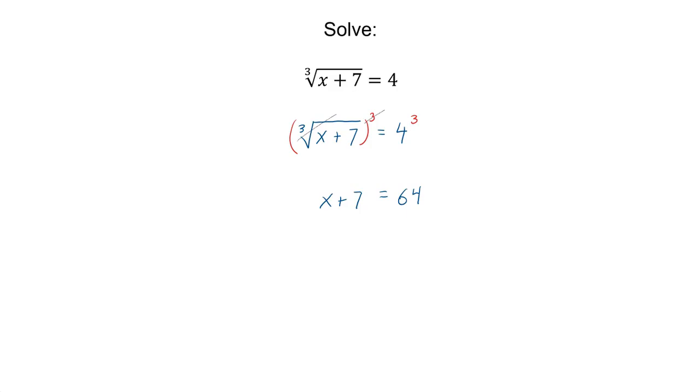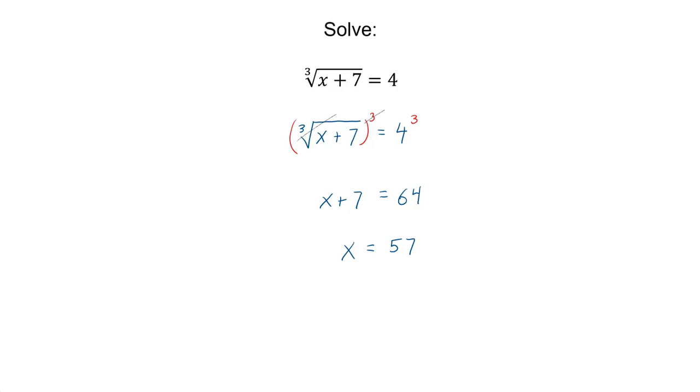That leaves us with x plus 7 on the left is equal to 64 on the right, because 4 to the third power is 64. This is a linear equation, so let's solve it by subtracting 7 from both sides. That gives us a solution of x equals 57.